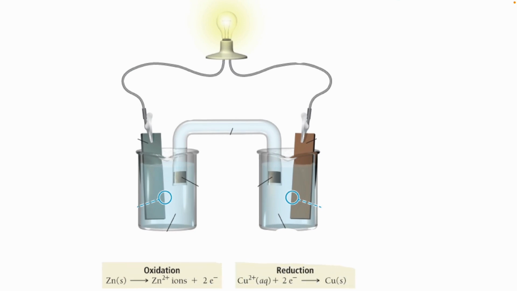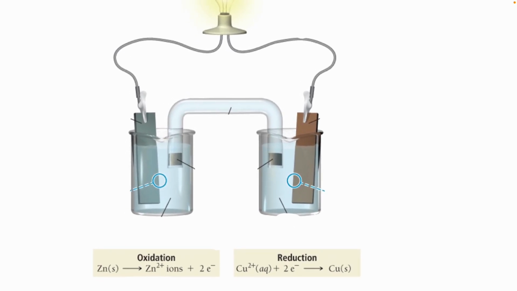And on the other side, we have our reduction reaction. So just like before, we're seeing that our zinc is being oxidized and losing electrons. Our copper is being reduced and gaining the electrons. But these are happening in two separate vessels, two separate beakers here. All right? And these electrons that are being lost by the zinc are then flowing through this wire to the other chamber.